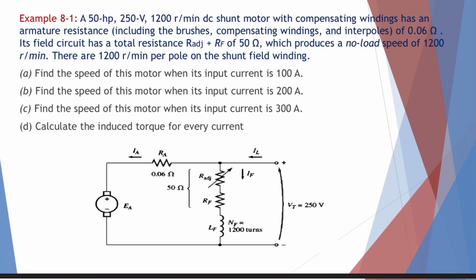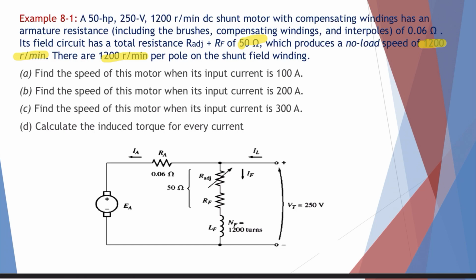A 50 horsepower, 250 volt, 1200 revolution per minute DC shunt motor with compensating windings has an armature resistance, including the brushes, compensating windings, and interpoles, of 0.06 ohm. Its field circuit has a total resistance R adjustment plus R field of 50 ohm, which produces a no load speed of 1200 revolution per minute.